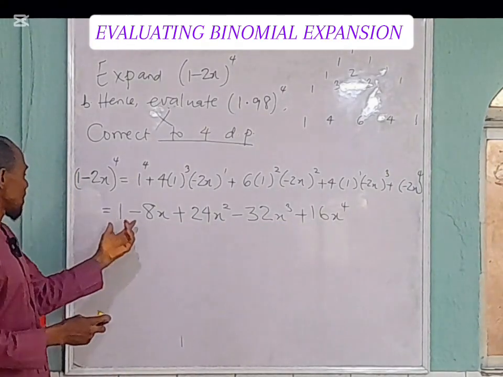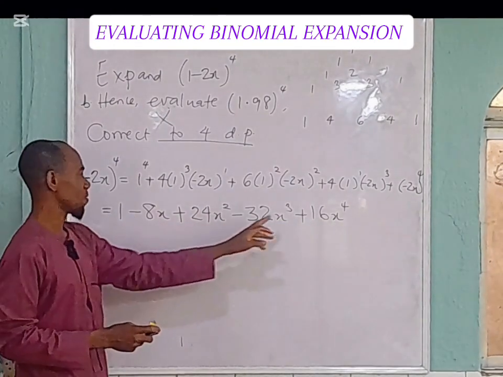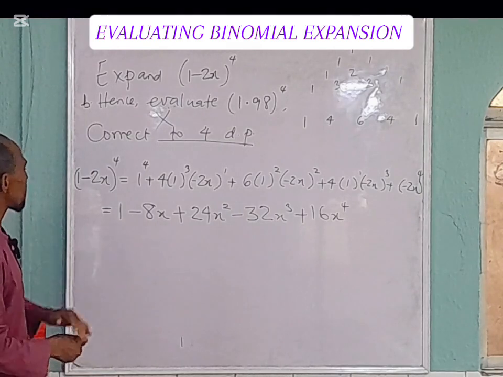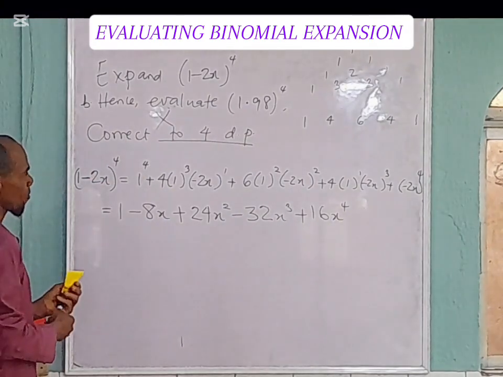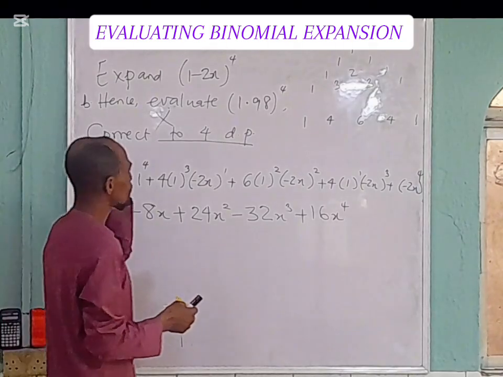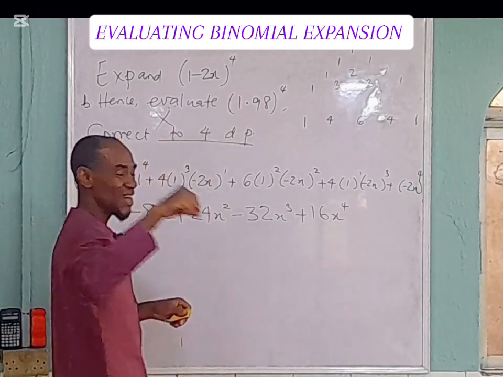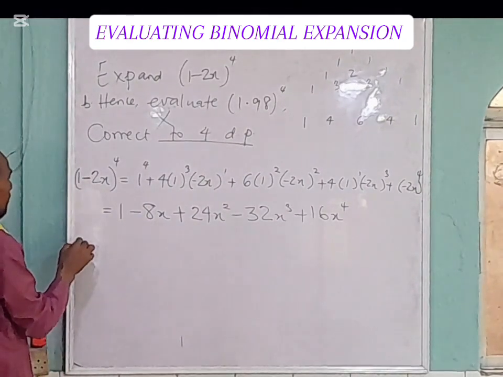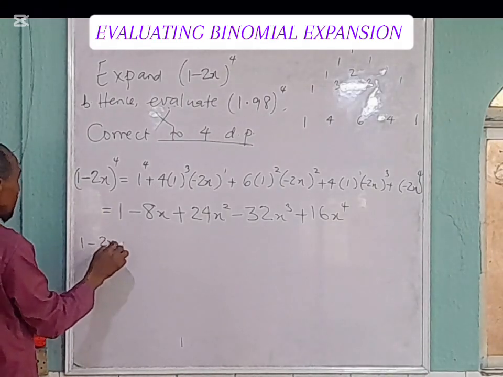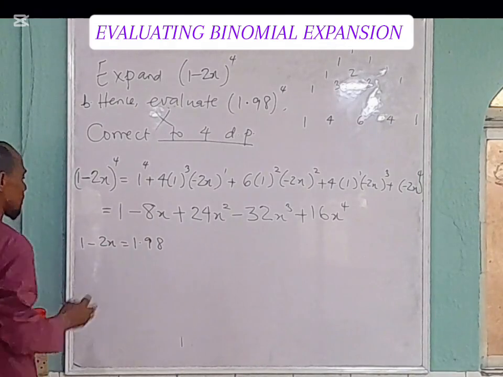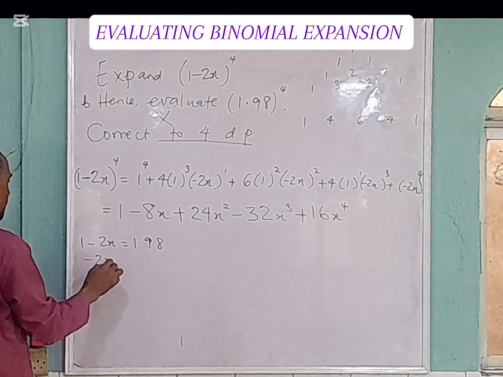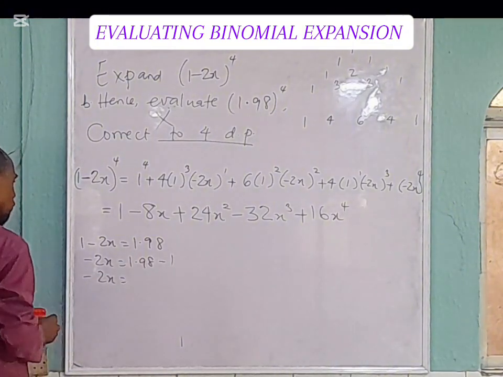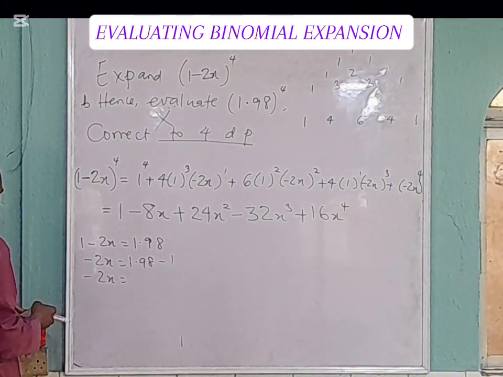You know the signs are alternating: plus, minus, plus, minus, plus, and so on and so forth. So, we are done with part A, which is expanding. So, part B is now: hence evaluate 1.98 to the power of 4. Recall again that all you need to do is to simply equate the contents of the bracket to get the actual value of x to be substituted here. So, I'm going to say 1 minus 2x equals 1.98. That means minus 2x is 1.98 minus 1. So 1.98 minus 1, that should be 0.98.